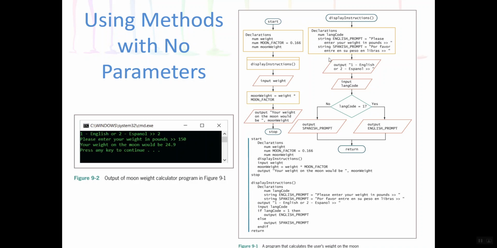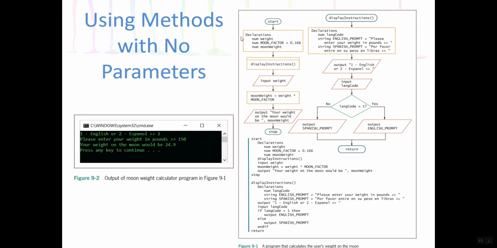One thing I want to point out is this method has its own declaration block. So these variables and constants are local to display instructions, meaning that display instructions can use them, it knows about them, but other methods in this same program, such as main, do not know about and cannot use these variables and constants. So display instructions has to be declared before it can be utilized.